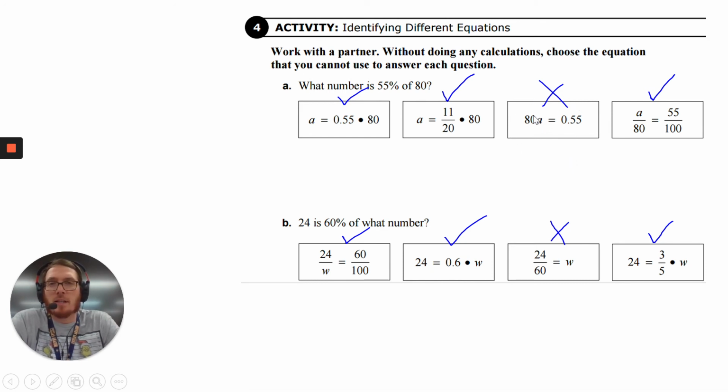That leaves this third one, which makes no sense. It can't be the part times the whole equals the percent. It should be divide if it's going to be that way.